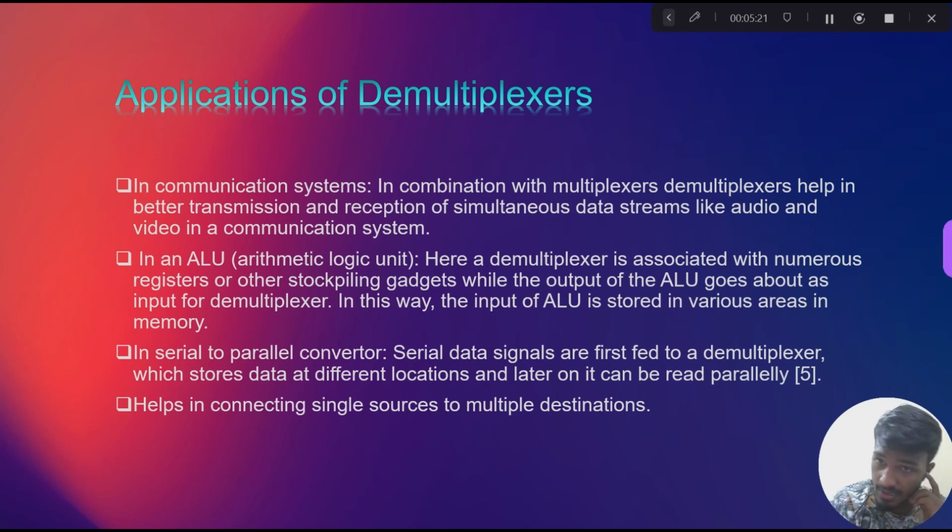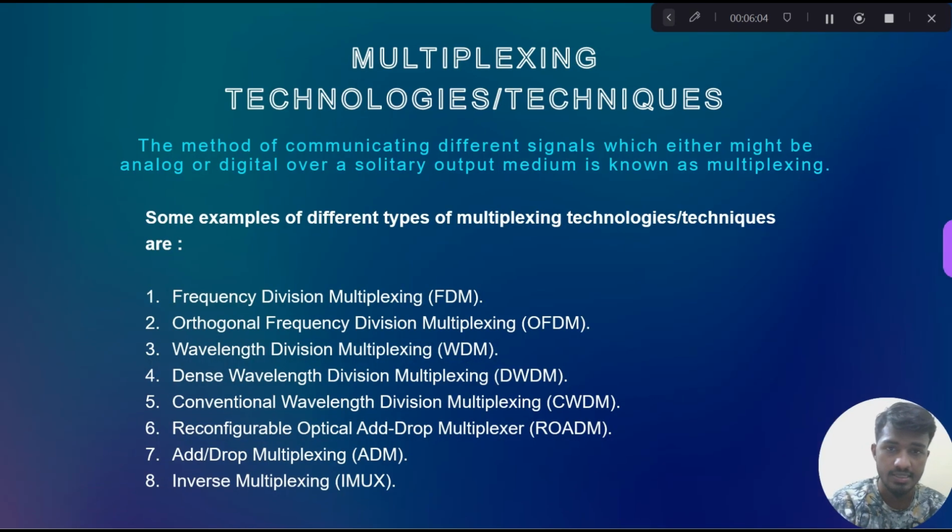Applications of demultiplexers. In a communication system, a combined multiplexer and demultiplexer helps in better transmission and amplification of data streams like audio and video. In an ALU, the arithmetic logic unit, a demultiplexer is associated with numerous registers, and the data gets routed to the output. In this way, the input of the ALU is stored in various areas of memory. The third point is the serial to parallel converter. Serial data signals are first fed to a demultiplexer which stores data in different locations, and later it can be read in parallel. It helps in connecting the signal source and multiplexer devices.